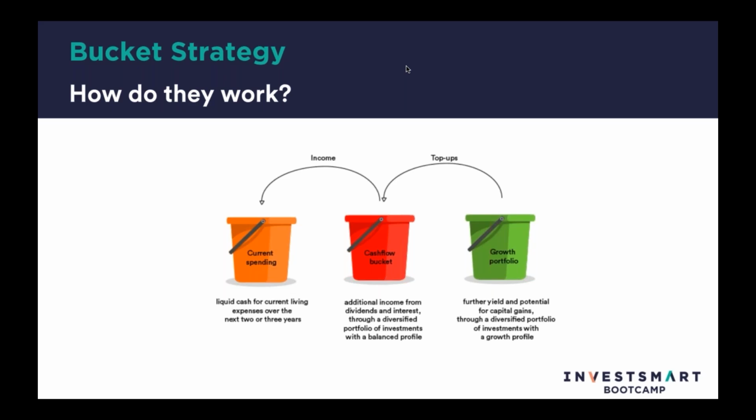Ultimately, if you were to add them all into one bucket, you would end up with a kind of balanced portfolio anyway. So that's one way to look at it, but it does help a lot of people in terms of trying to visualize their investment portfolio.